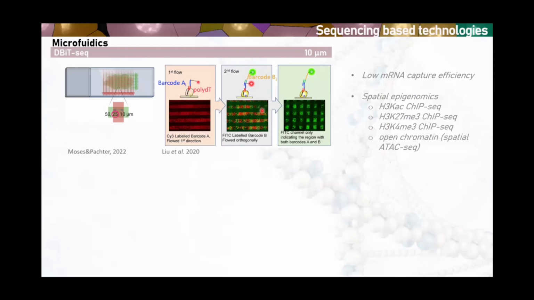Then there is a second delivery of barcodes in the perpendicular direction, and again we have a different barcode in each of the lines that will bind to the original barcode by ligation, and then with this combination, each of these spots will have a different barcode. And I think currently it's commercially available with the 25 micrometer resolution. Again, we have an issue with the low capture efficiency, but the good benefit of this technology is that you can really combine with a lot of epigenomics readouts. So they have used it for different ChIP-seq detection and also for open chromatin with ATAC.